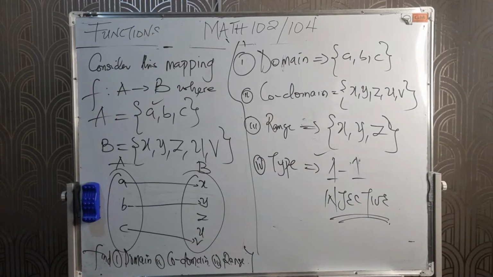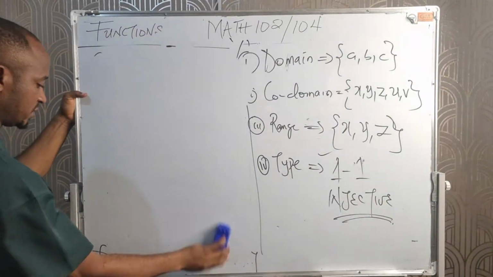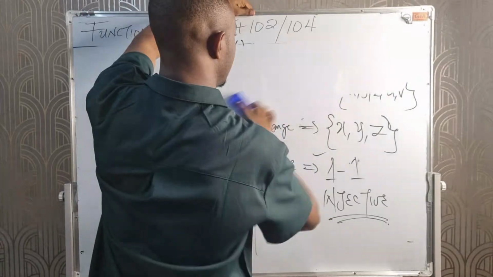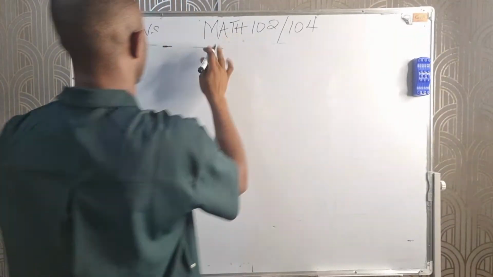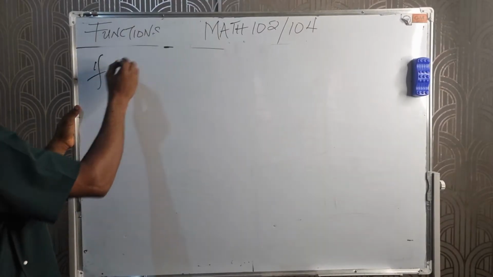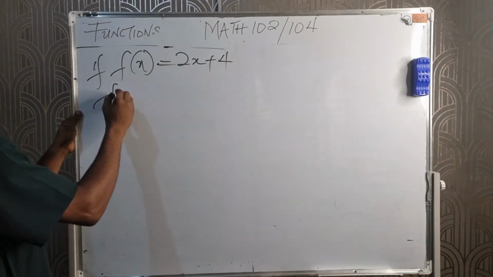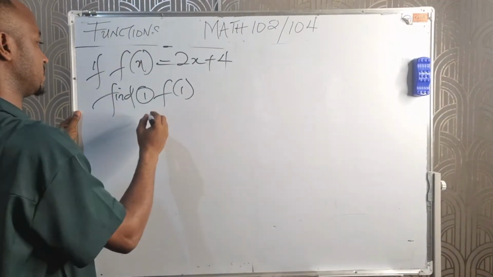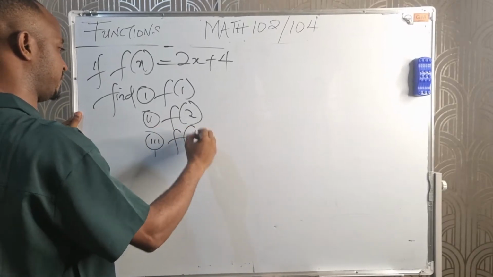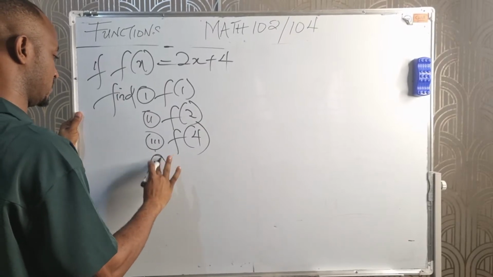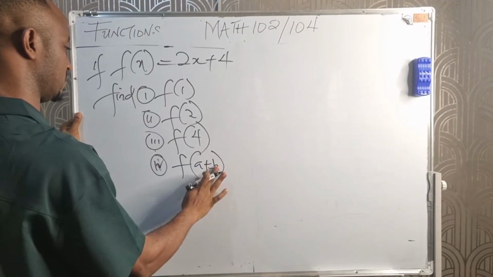All right, so let's proceed. Let's see another question. We have another past question. This question says that if f of x equals 2x plus 4, we find, this is very simple, number 1, f of 1, number 2, f of 2, number 3, f of 4, number 4, f of a plus b.